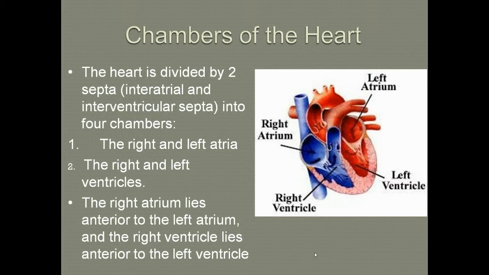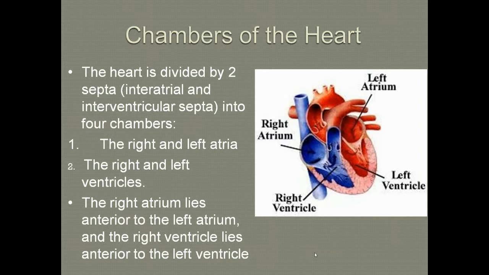Now we will see the chambers of the heart. When we look at a cross section of the heart, we will see some chambers, some cavity-like structures in the heart. So that is called chambers. The heart is divided by two septa. Those septa are the interatrial and interventricular septa, and these septa divide the heart into four chambers. The chambers are the right atrium and left atrium, and the right ventricle and left ventricle.